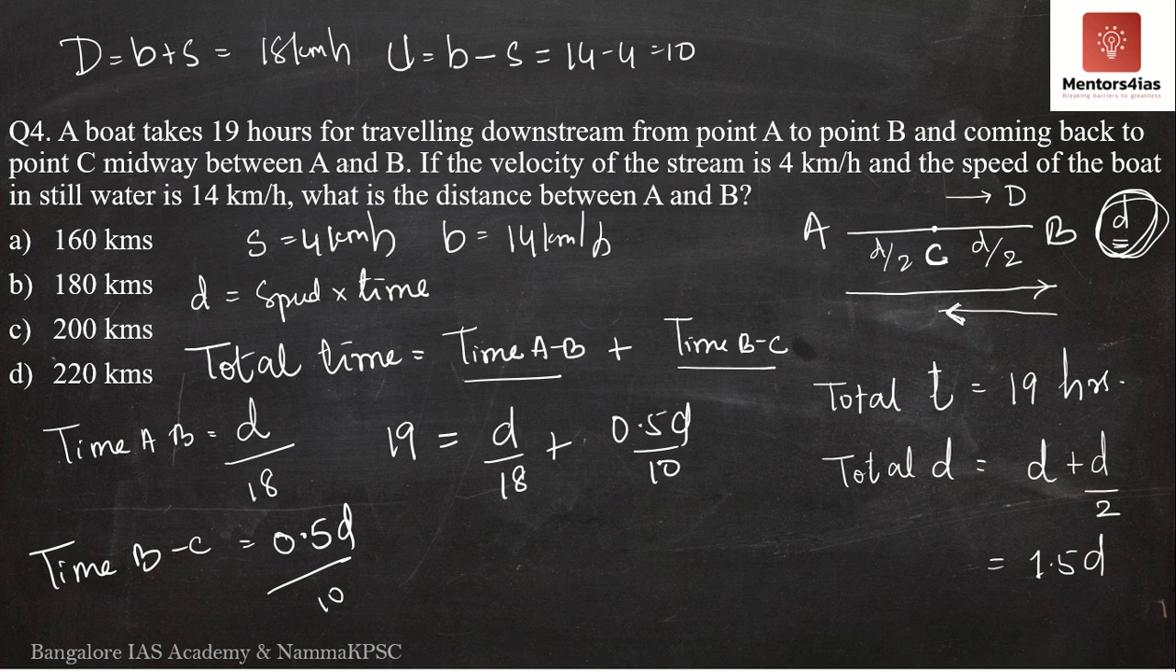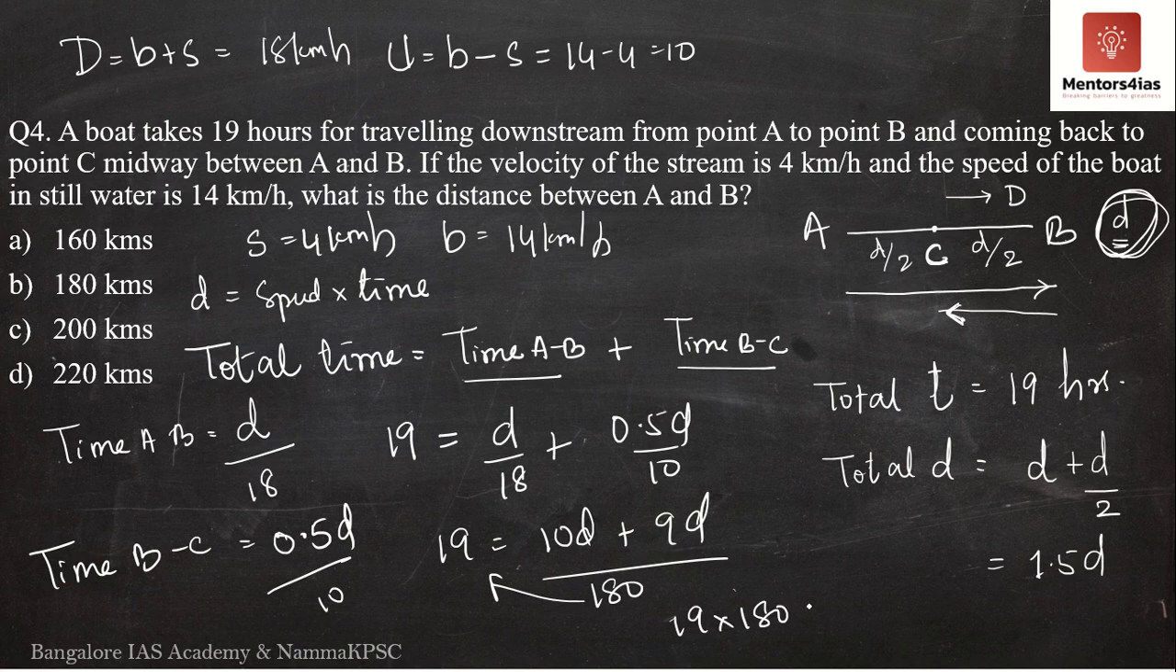So we now take 10 here and multiply 18 here. What do we get? We get 10D plus 18 into 0.5 is 9D divided by 18 into 10 is 180. I take 180 to the other side. What am I left with? 19 into 180 is equal to 10 plus 9 is 19D. 19 gets cancelled. D is what? 180 kilometers.